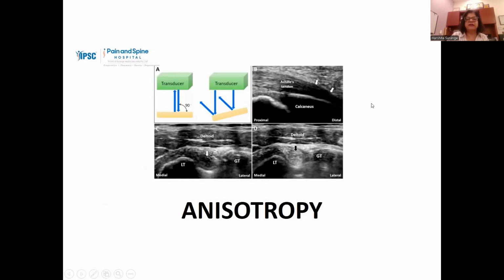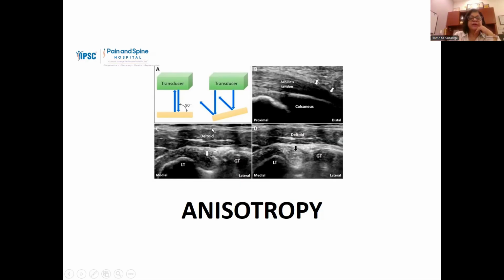The second artifact is anisotropy. What happens in anisotropy? When the transducer is over the tendon and the ultrasound beams hit the tendon and are reflected back at 90 degrees, we get a good hyperechoic image. However, when the tendon is inserting at a particular area and is curved, the ultrasound beams hit the tendon and are reflected away. These reflected echoes do not reach the probe, and hence there is an echo drop at that particular place. So tendons exhibit that property of anisotropy a lot.